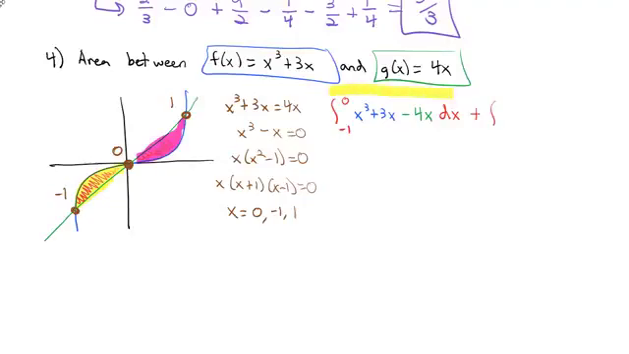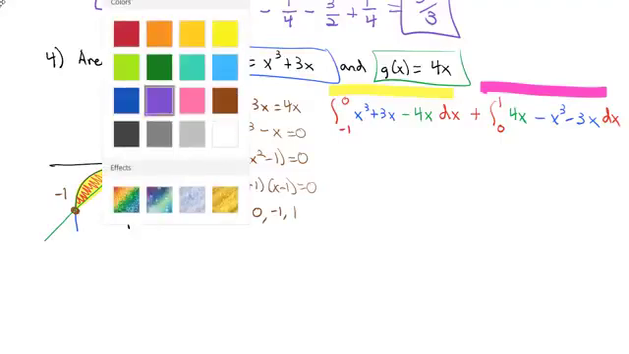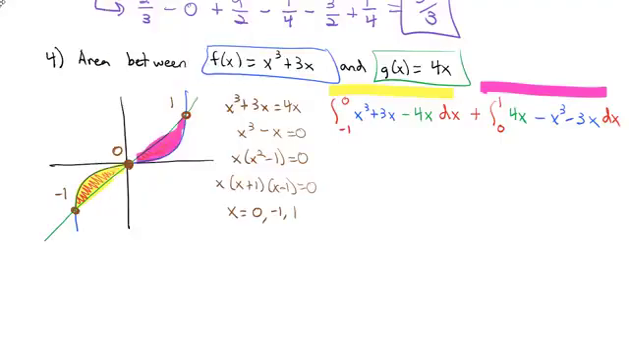Then we'll add to it the integral as x goes from 0 to 1. But now the green function's on top. So we'll start with the 4x, and we'll subtract off the x cubed plus 3x. Oops, x cubed minus 3x, because we're subtracting the whole function, dx. And that will tell us the pink piece. Then we're ready to actually evaluate those integrals.